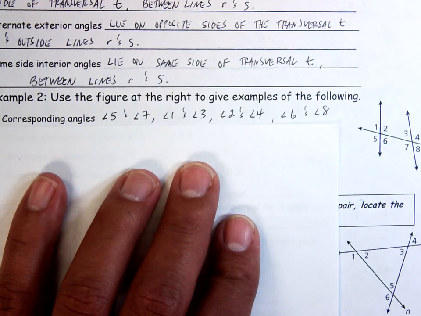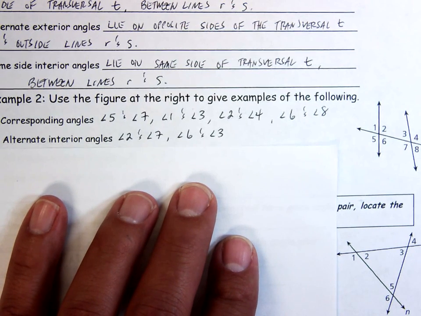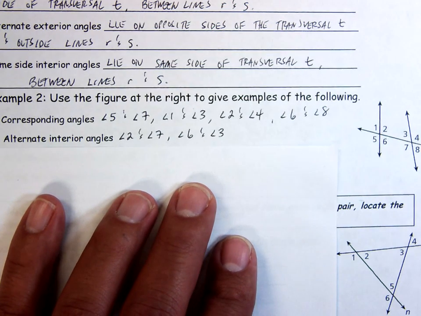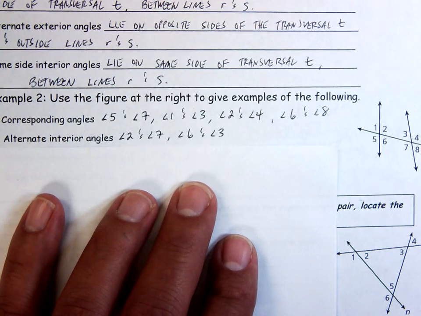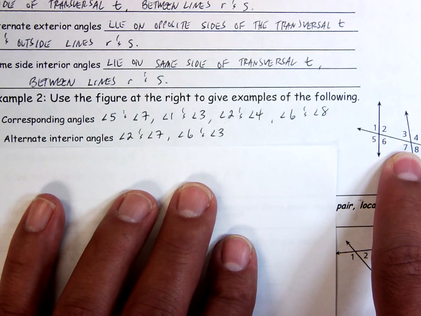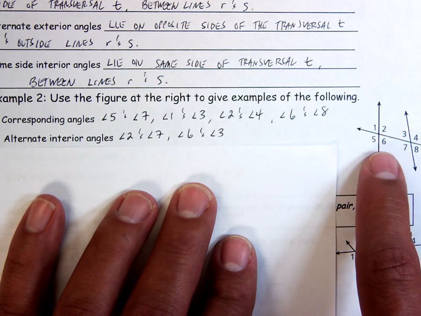Corresponding angles. Alternate interior angles. So these are going to be on opposite sides of the transversal, on opposite sides of the lines that cross. They're going to be inside the two lines that are crossed by the transversal, and they're going to be non-adjacent. So angle 2 and angle 7. They're on opposite sides of the transversal, non-adjacent, and they're in between these two lines. So of course I also have angle 6 and angle 3.